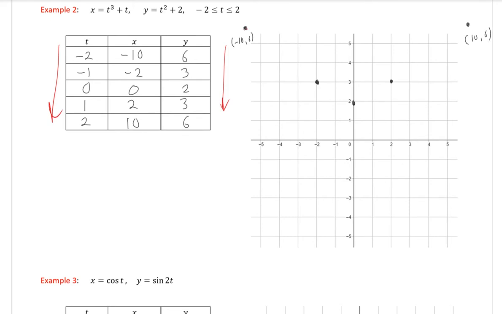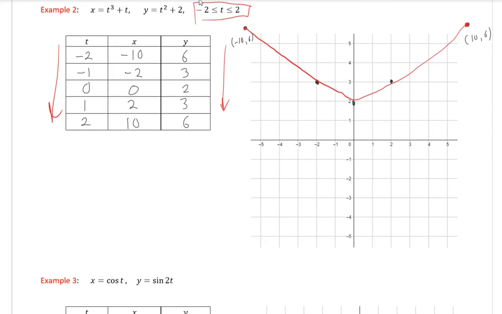When I connect all these points together, I get basically a U shape. And notice that I'm going to stop at those points. I am not going to continue and say that it continues past here because we have a limit on t. We're not continuing considering t going on in infinite directions.